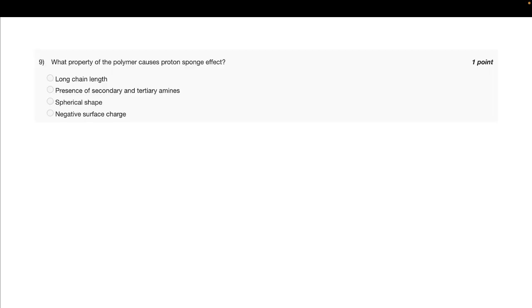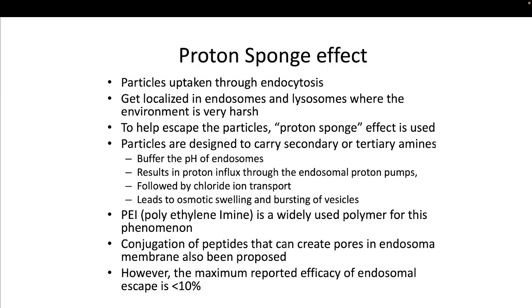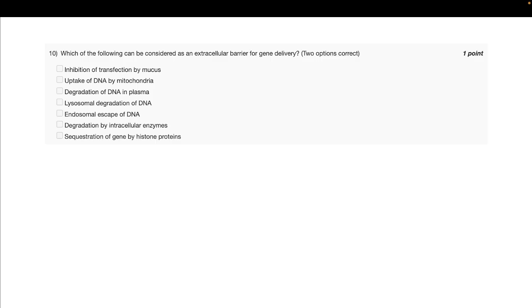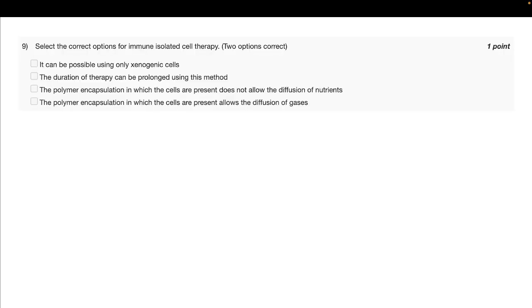Then you have, what property of the polymer causes proton sponge effect? Presence of secondary and tertiary amines. Right. So that's why we use these polymers, so that they can sequester the H plus ions in the endosomes and lysosomes. In that process, they cause osmotic swelling of these vesicles, which then burst open, and then your particles could be released in the cytoplasm. That carries your gene. And then which of the following can be considered as an extracellular barrier? I think you already answered this as option 1 and 3. Yes, you were there for these questions. That's all I have for you.